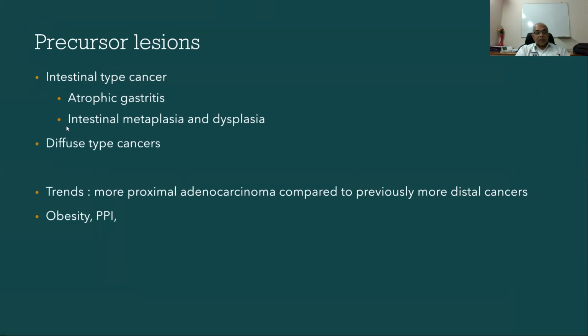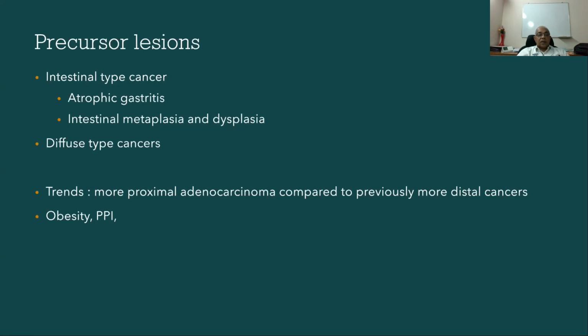So let's talk a little bit about precursor lesions. There are classically two types of lesions described pathologically. There's the intestinal type cancer, which is kind of discrete lesions, more like the cancers that we see in the colon. This is thought to be related to atrophic gastritis, intestinal metaplasia, and dysplasia, and is seen usually as discrete lesions in the stomach. They can be seen anywhere in the stomach, but they tend to be more distal.